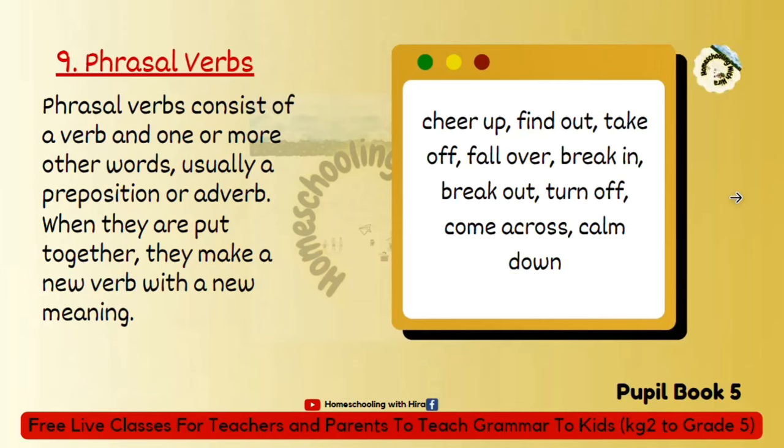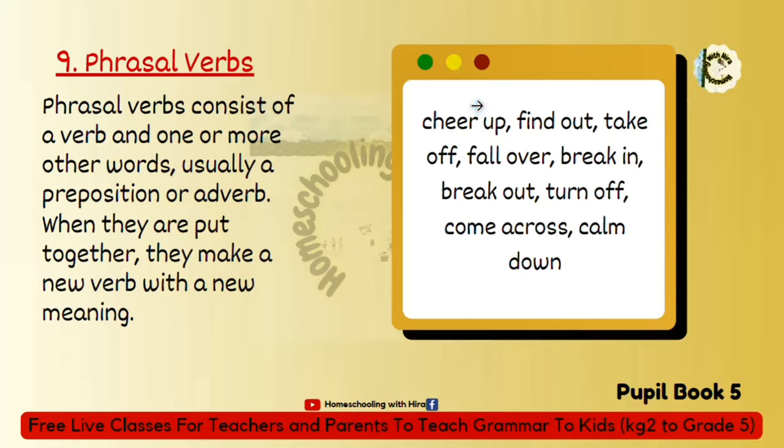Next is phrasal verbs. Phrasal verbs consist of a verb and one or more other words, usually a preposition or adverb. When they are put together, they make a new verb with a new meaning. So in simple words, what are phrasal verbs? Phrasal verbs are simply a verb along with a preposition or an adverb. And when they both are together, they make a new word and give a new meaning to these two words.